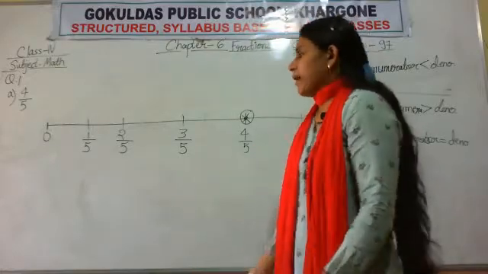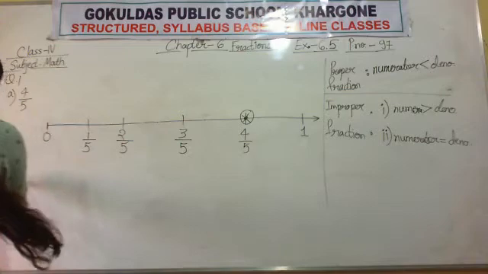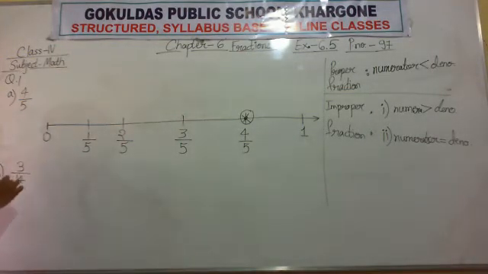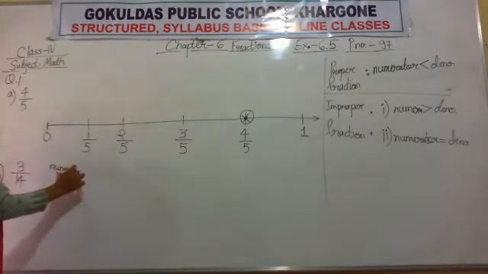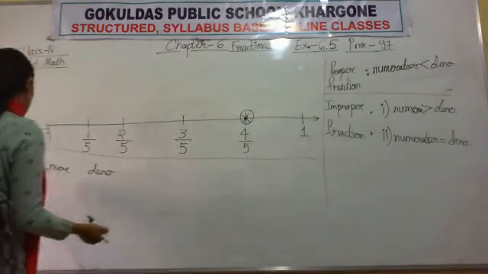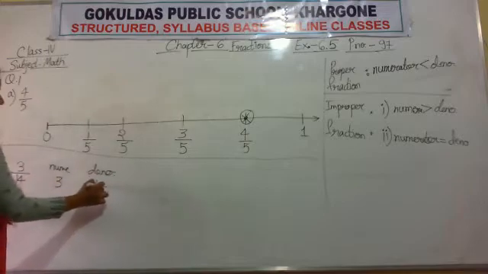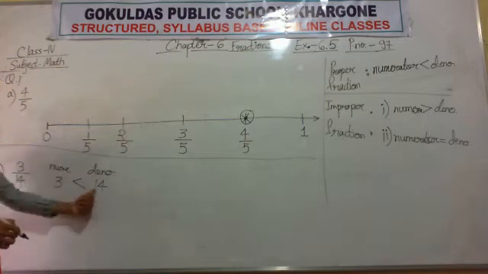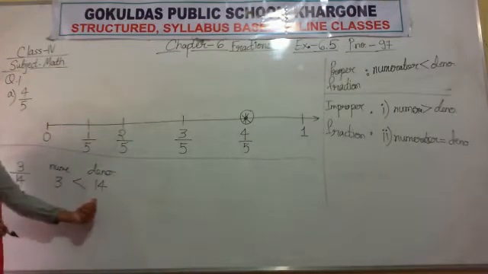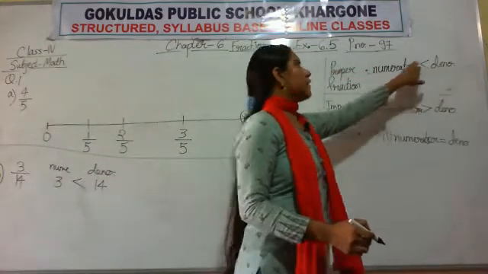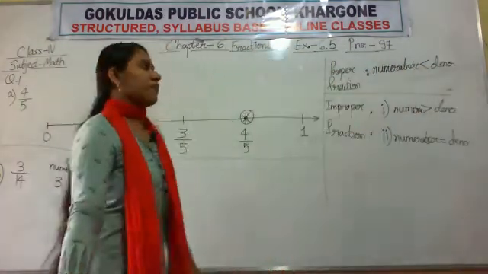Now part B. The given fraction is 3/14. Let me write. Numerator is 3, denominator is 14. Numerator is less than denominator, 3 is less than 14. If numerator is less than denominator, it means it is a proper fraction.